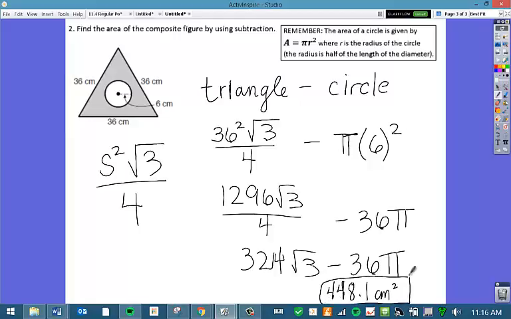So again, with composite figures, think about: am I going to break this up into smaller, simpler shapes, find the area of those individual shapes, and then add them all together? Or am I subtracting a piece off of my bigger shape? So am I finding two areas and subtracting them?